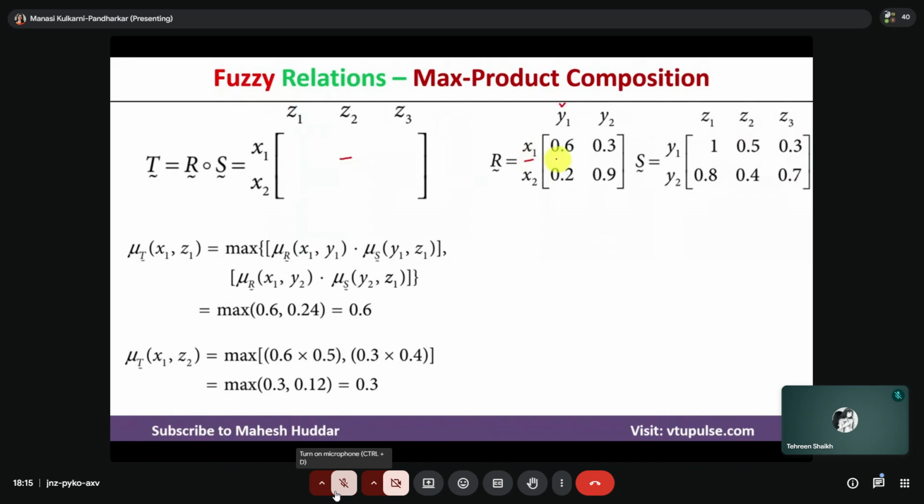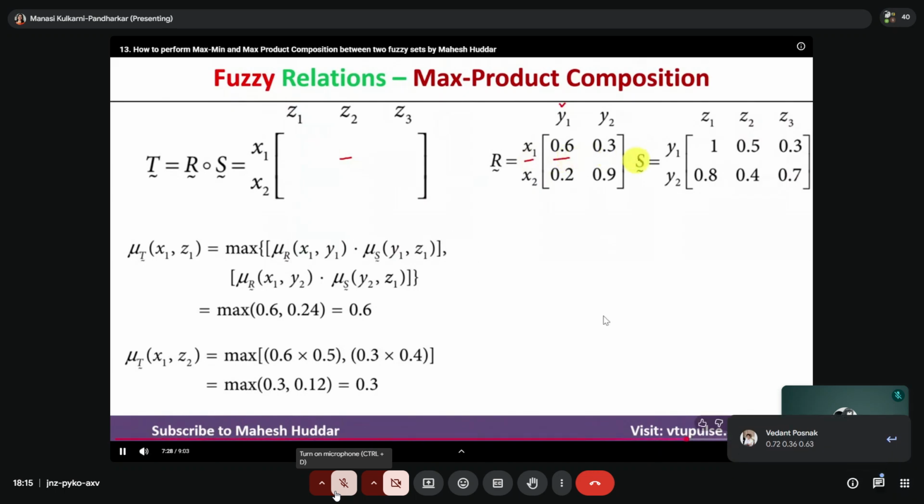What is the value we have here? 0.6. From y2, we will go up to z2. What is the value we have here? 0.5. 0.6 multiplied by 0.5. So that's the first one.